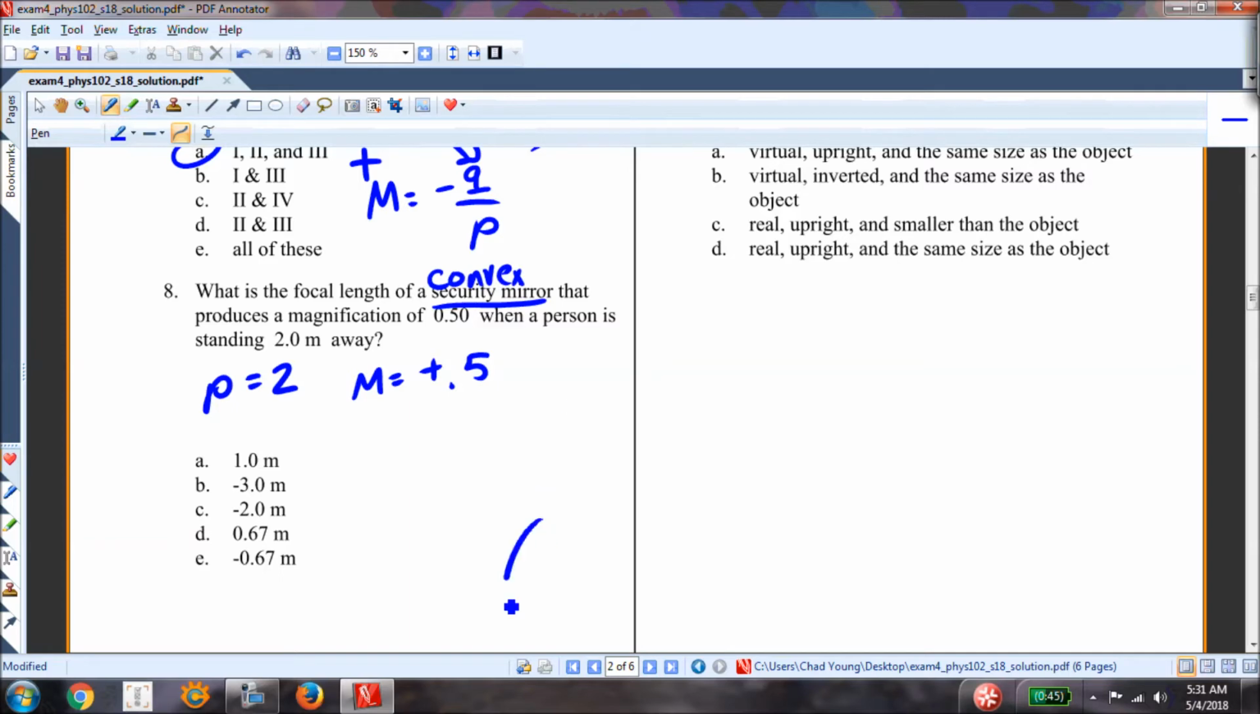All right, that's the mirror where you have the person over here, the object, and then you have your image over here. So I know that my image is always upright in a convex mirror, and so my magnification is always positive. So I have M equals -q divided by p. That's 0.5 equals -q divided by 2. So q, solving for that, is equal to -1.